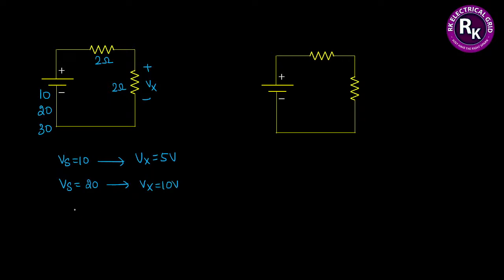When I boost the supply voltage to 30 volts, that 30 volts is the combination of the first two. Then what happened on the output side? Vx also will become what? It will be 15 volts. Did you notice these two things carefully?